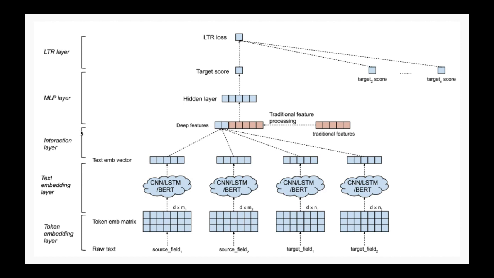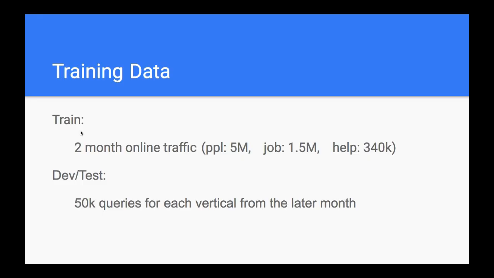Remember this graph? This is their framework and their end-to-end model. Then we just talked about the structure of the CNN and the BERT model, how they pre-train BERT, but we didn't really talk about what training data sets were used to train this model. So in that experiment, they selected the training data from 2 months of online traffic, which is 5 million people searches, 1.5 million job searches, and 340,000 help center searches.